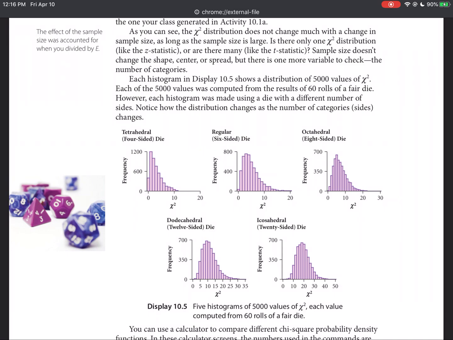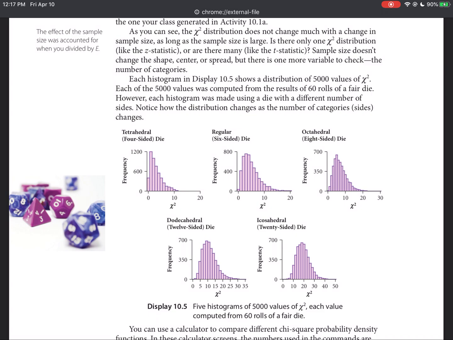Look what caused the distributions to become more normal. Instead of rolling the dice more, they have actually compared different types of dice. We have a 4-sided die, a 6-sided die, an 8, a 12, and a 20. Every time the die has more sides, you get a more normal distribution, mainly because there's more outcomes that can occur. But here's the thing.